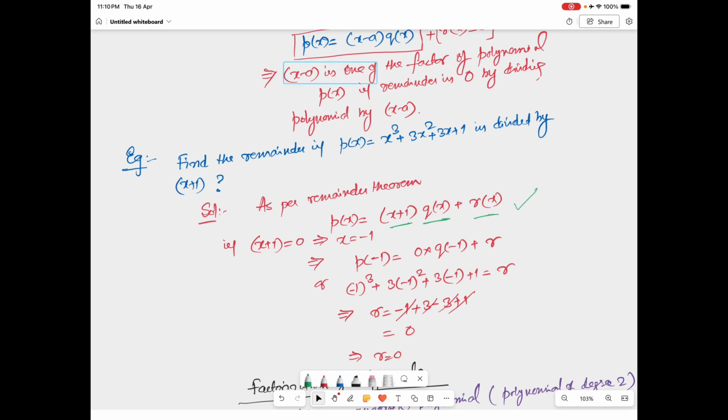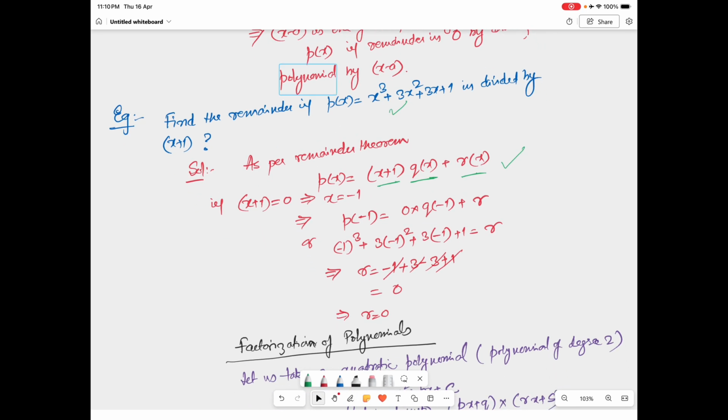So I will equate x plus 1 is equal to 0. If I put this equal to 0, then whatever value we get for p(x) will be the remainder. So I'll put x is equal to minus 1. So p of minus 1 will be 0 into q of minus 1 plus r. So r, the remainder, I can get by putting the value of x as minus 1 into the polynomial. I have substituted this value minus 1 in this polynomial and I got the value of r as 0.